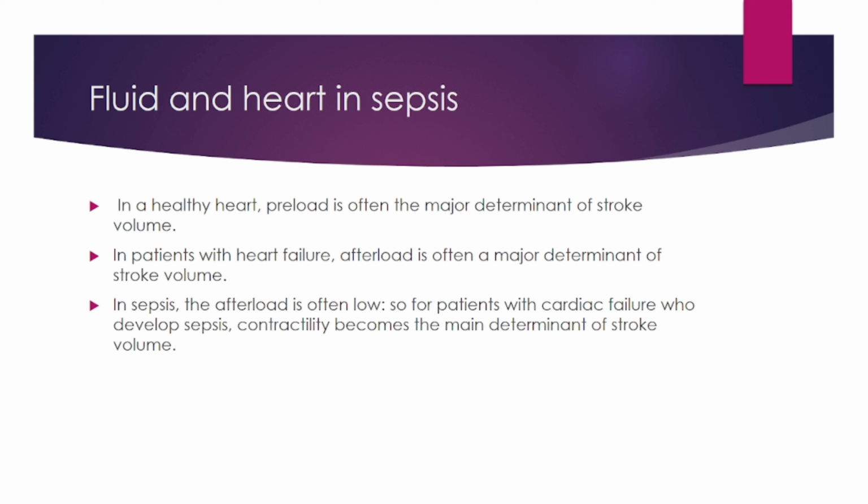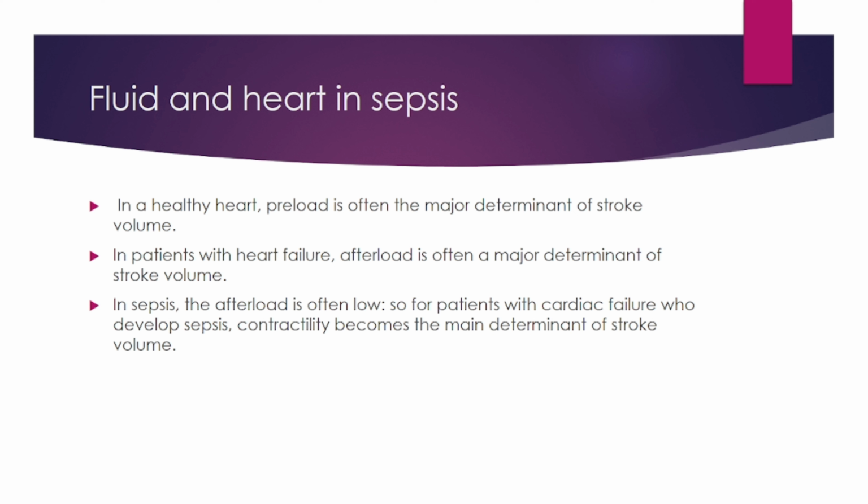Now, fluid is an important thing. Fluid and the heart in sepsis, right? In a healthy heart, like you and me, maybe I may not be, the major determinant of stroke volume is the preload. The preload is the major determinant. In a patient with heart failure, afterload is the major determinant of the stroke volume. It's the preload and the afterload.